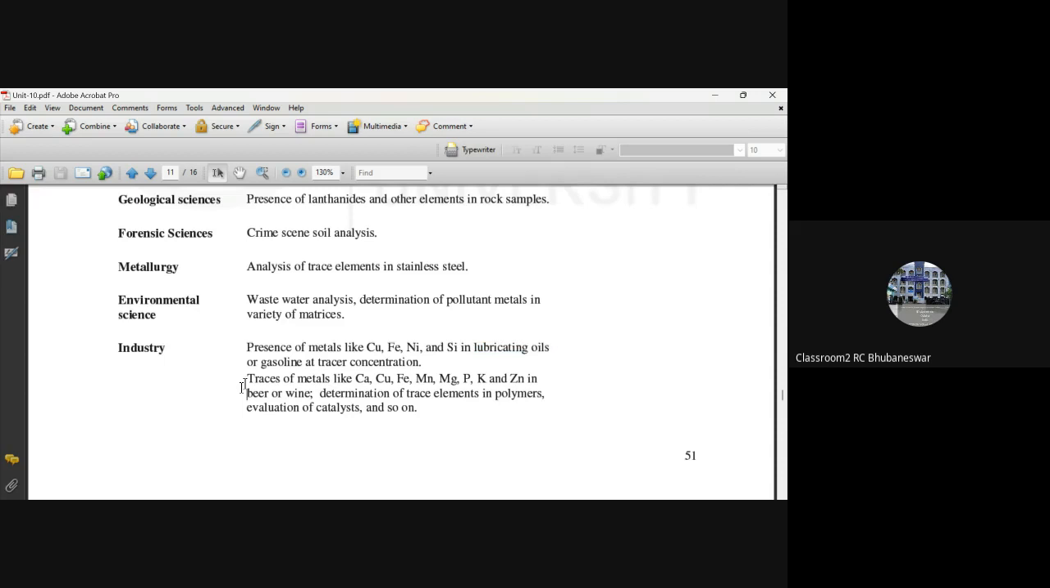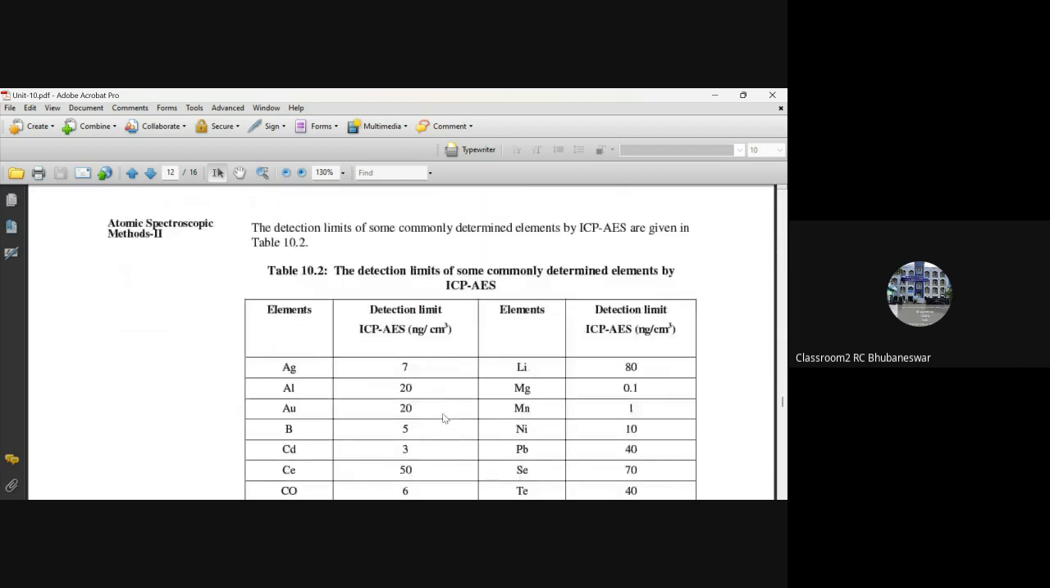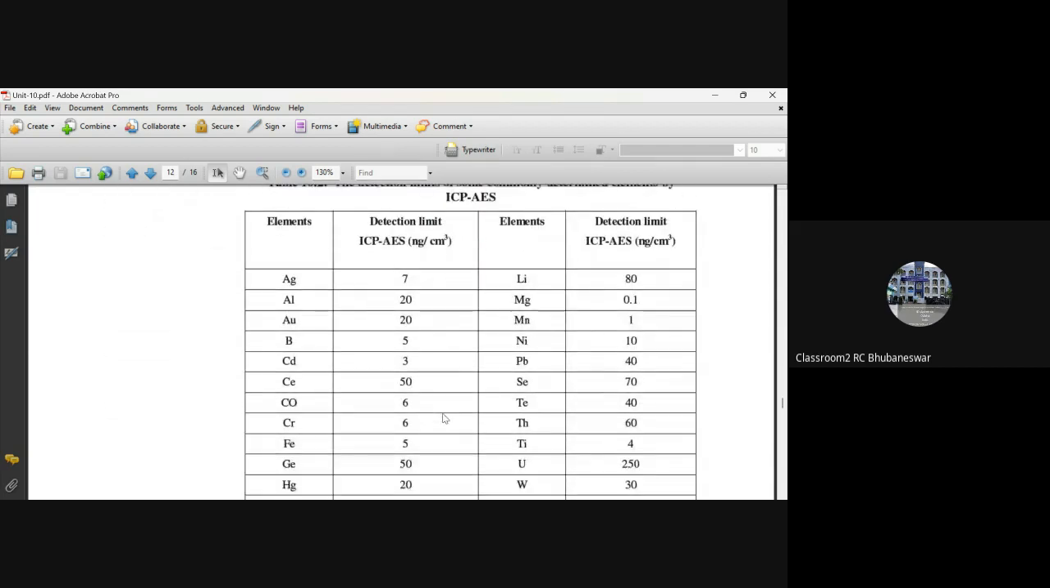So traces of metals like these in beer or wine can also be studied, because for industrial purposes these are very useful to study. And the determination of trace elements in polymers, that is, evaluation of catalysis and so on, you can also study. So these spectroscopies are very useful tools to study with.